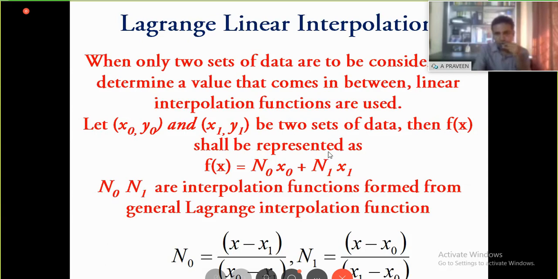If you look at these 2 points, when you connect them with a straight line, the variable x is of single degree. That's the straight line, ax plus b. Whereas here you have three terms, three interpolation functions, giving a quadratic response. Look at this: you have N0 x0, N1 x1, and N2 x2. For linear you had only two, and for quadratic you have three.